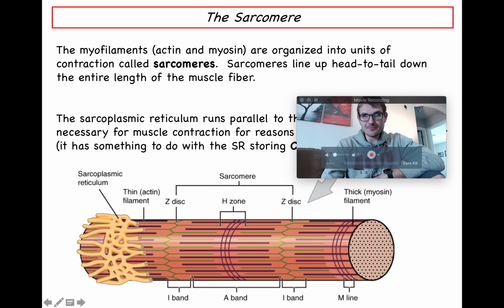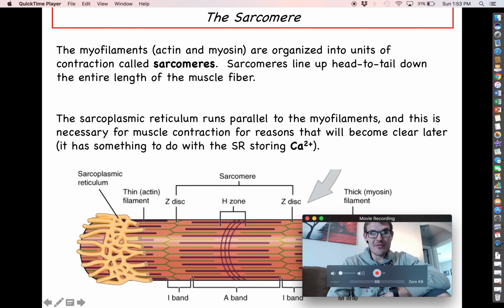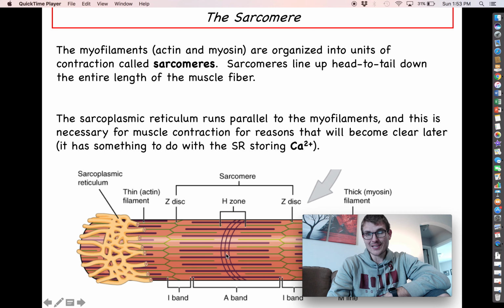I also mentioned that the sarcoplasmic reticulum, which you can see here in yellow, runs in parallel down the length of the muscle fiber, in parallel to those myofilaments, and we will see later how this is necessary for muscle contraction to occur. It has something to do with the fact that the endoplasmic reticulum has a knack for storing up lots of calcium. Remember that? We're going to see a payoff from that in a major way later on.